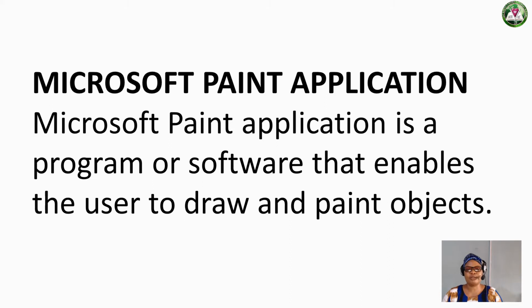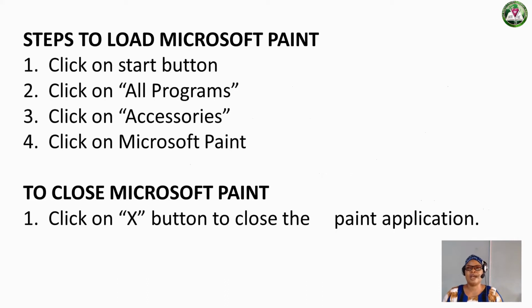Microsoft Paint application is a program or software that enables the user to draw and paint objects. Microsoft Paint is mainly used for drawing and coloring of your what? Objects. And we are going to look at how to load or open Microsoft Paint.